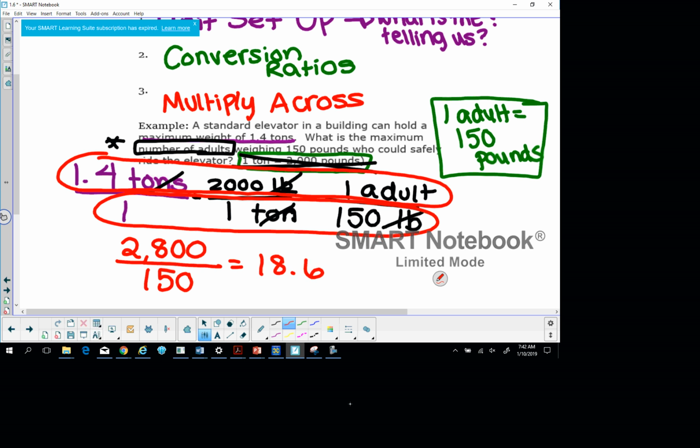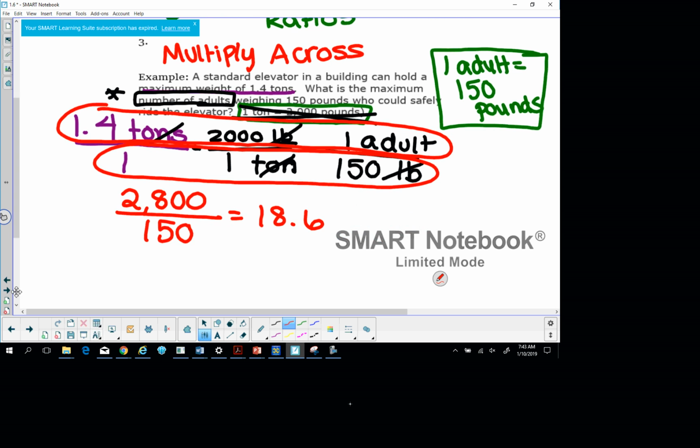Now, can I have 0.6 of an adult? No. But if I round it up, if I have 19, this elevator would break, right? Because it only can have a maximum of 18.6. And if I put 19, that elevator is going to drop down. So the maximum amount of adults I have in this situation, we have to round down, is 18 adults. And that's my answer.